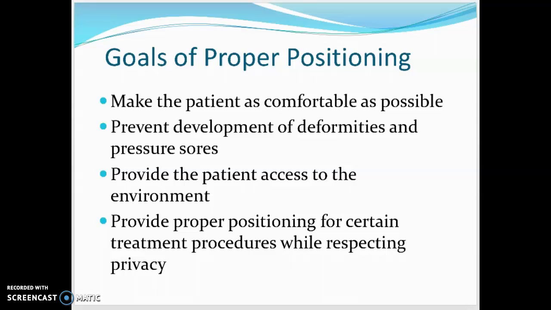We want to prevent deformities. We talked last term about contractures, a fixed limitation in a joint. Also, pressure sores involve the different layers of skin, and so we'll talk a little bit about that. Providing access to the environment, and then also there are certain treatment procedures. We may be working on some strengthening or some stretching, and we want to make sure that the patient is maintaining their privacy and dignity while they're doing that.